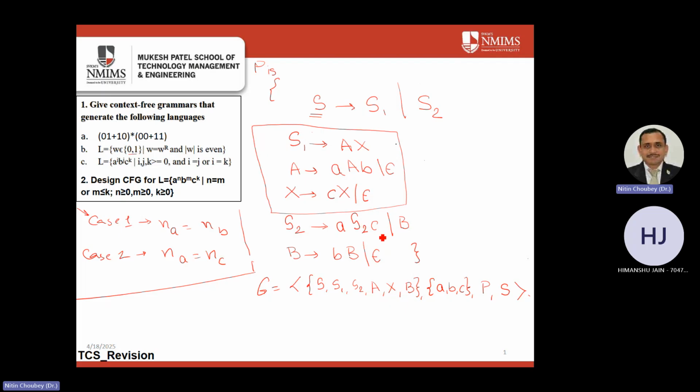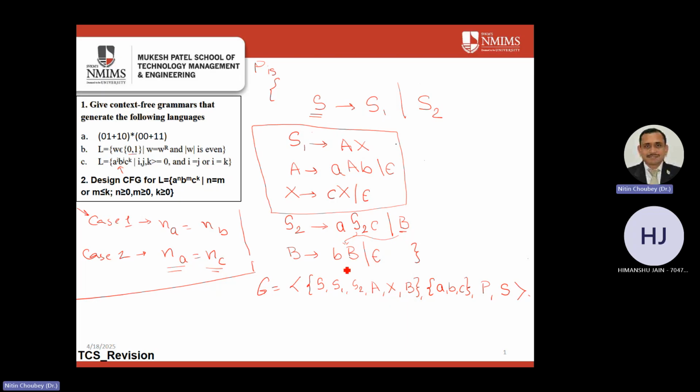A S2 C, what does it mean? That is, S gives A S2. This production can be repeated any number of times. In every case, it will generate one A and one C. So ultimately, by this, we are keeping track that the number of A's getting generated is equal to the number of C's. B is in the middle, so since it was in the middle, we can very well handle it with the help of this B.